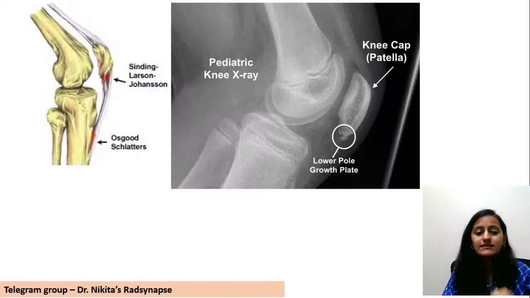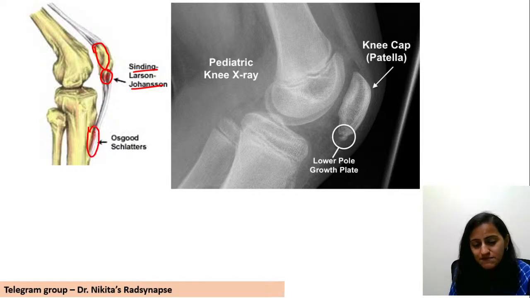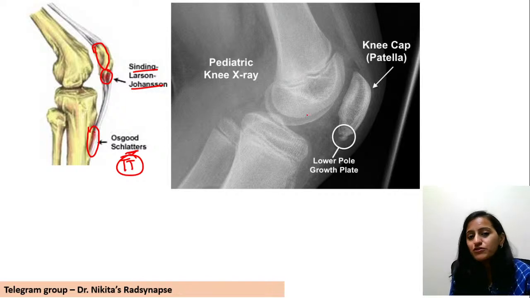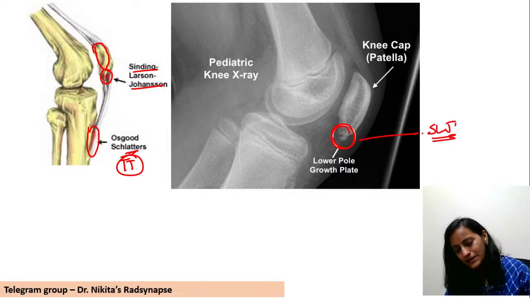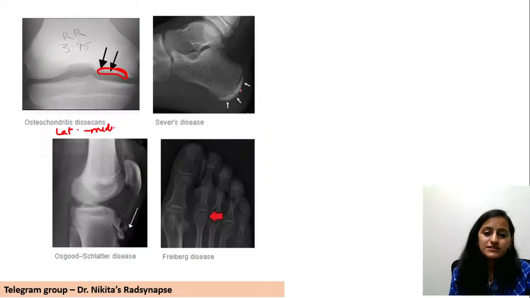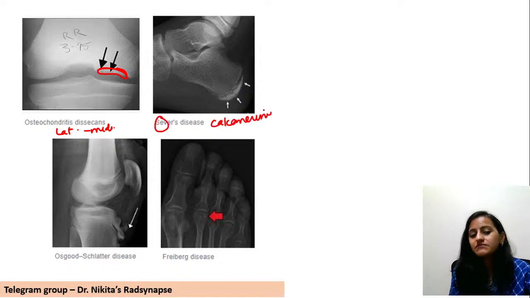The list which is there, look at the images. So this is the patella, lower part sliding down, Sinding-Larsen-Johansson. Your tibial tuberosity, TT, that is your Osgood-Schlatter. So if you get a radiograph like this, patella lower end is where you are seeing that outgrowth irregularity. This is your Sinding-Larsen-Johansson disease. Okay. Look at these images. What will be this? This is the calcaneum bone, the heel bone, calcaneum, call for save. That is your calcaneum, Sever's disease.